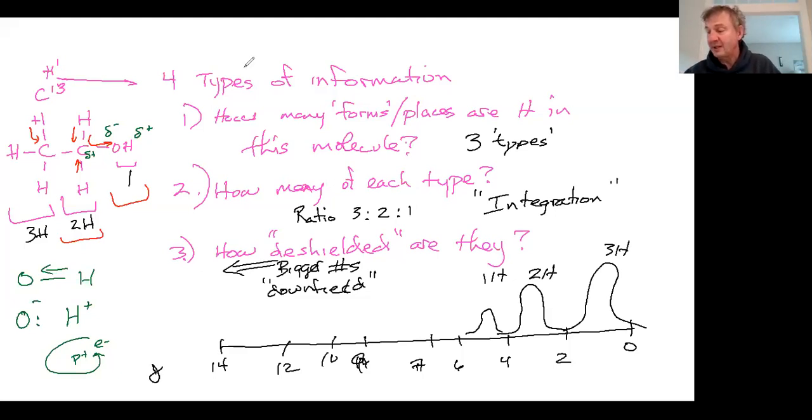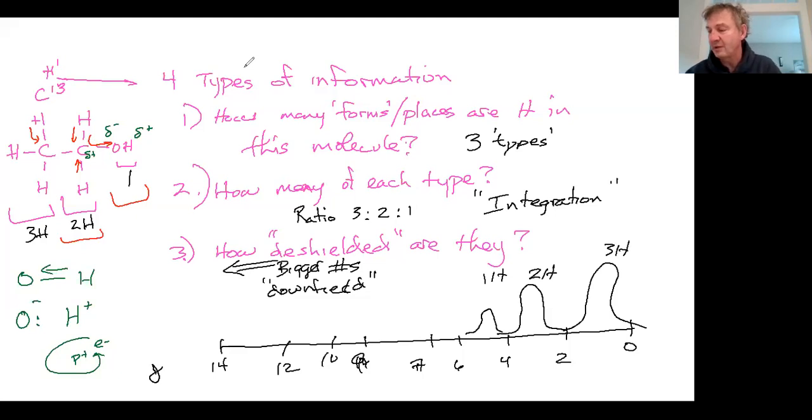So what do I see on the scale? I see three types of protons. I see that they have a ratio of areas, a ratio of number of protons, of 1 to 2 to 3. And by the way, it could be 2 to 4 to 6. It just tells you a lowest integer ratio. And I see that whatever this 1 is, it's relatively deshielded.